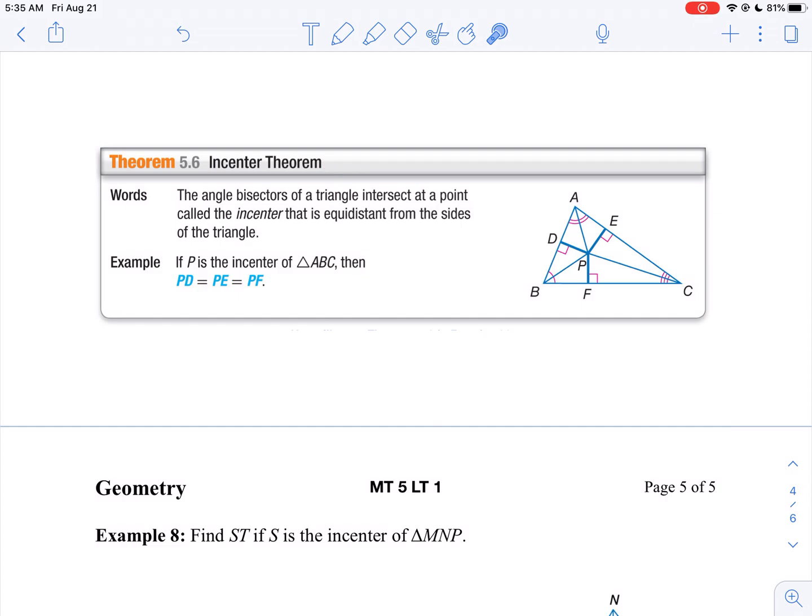And since the angle bisectors intersect, we know a point that's on the angle bisector is an equal distance from the sides. So this incenter is the same distance from all three sides of your triangle. That is, P to D is congruent to P to E, which is congruent to P to F.